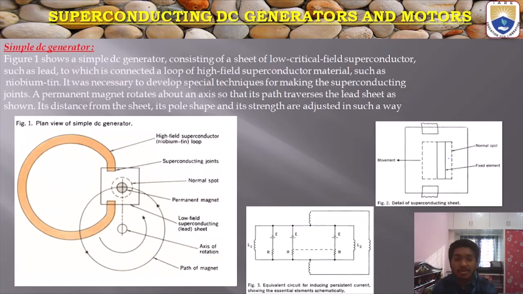Figure 2 shows the detailing of the superconducting sheet: moment, normal spot, fixed element. Figure 3 shows the equivalent circuit for inducing persistent current, showing the essential elements schematically. That's the equivalent circuit.